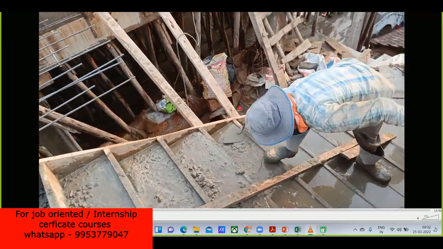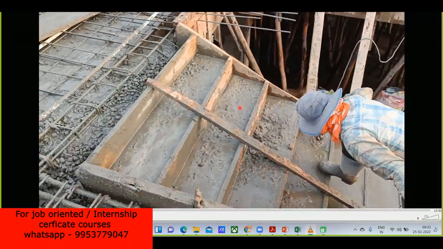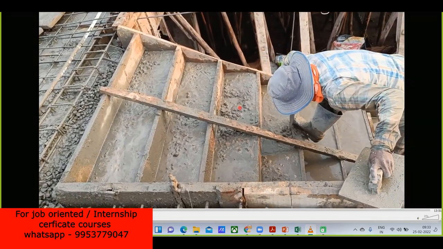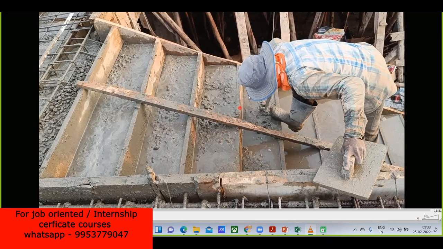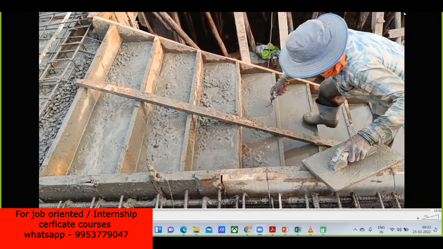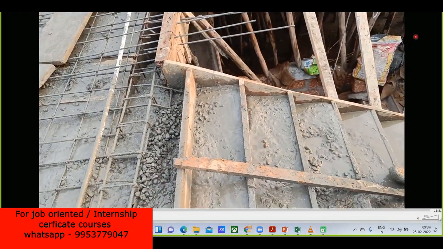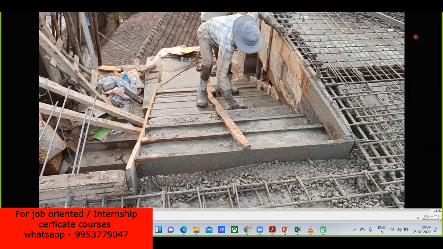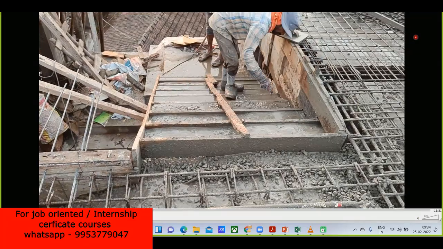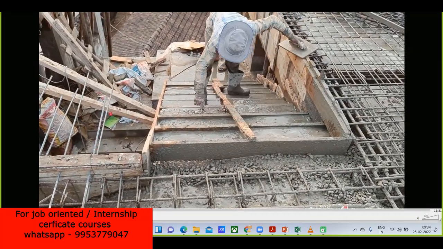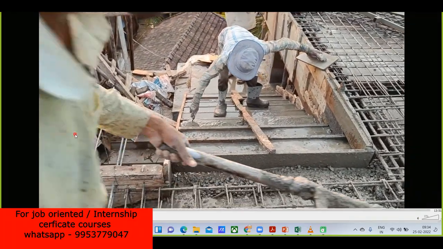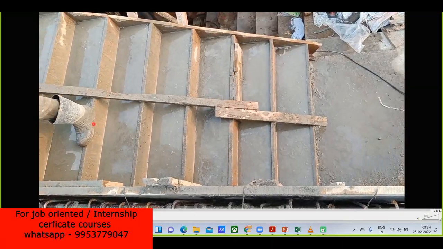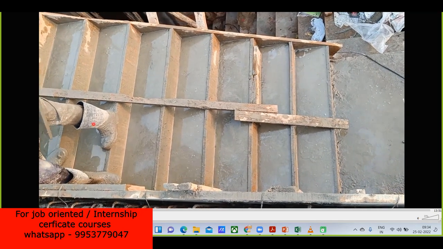And this is the staircase concreting that we are doing. These bars are called double bars. That is also explained in the course. If you want to put up the next flight, these double bars will be bent and you are going to do a lapping to that, and that will be taken to the next flight.